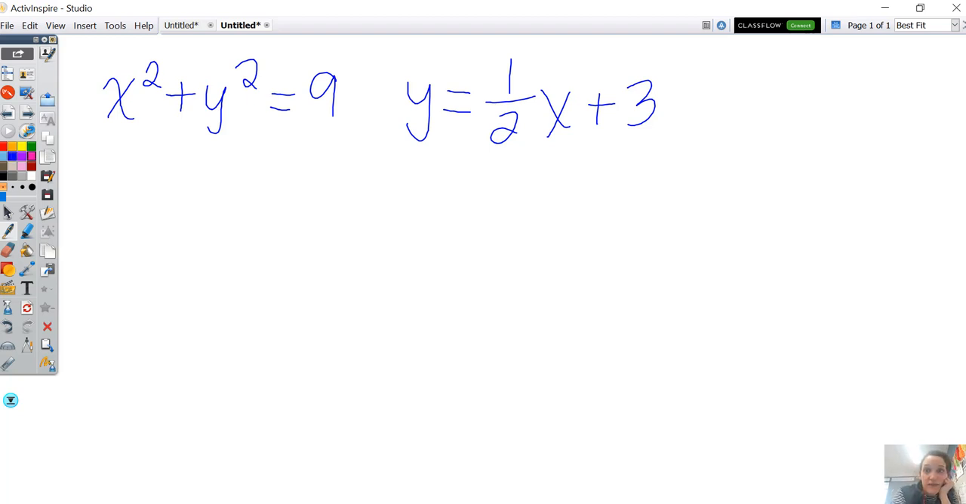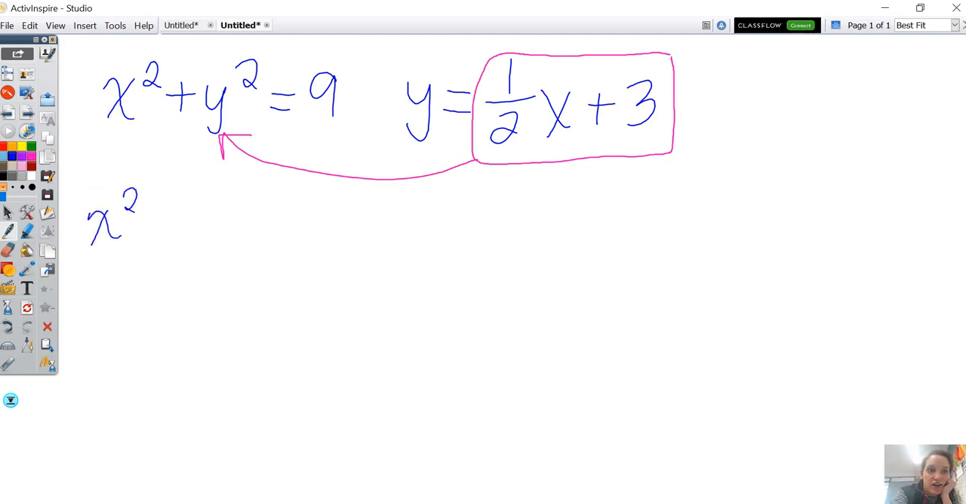You are going to substitute the right side of your line equation into y in your circle equation. So we'll have x squared plus, and then instead of y, we're going to copy the right side of that equation for our line, 1/2 x plus 3, squared equals 9. Then I'm going to FOIL everything out.